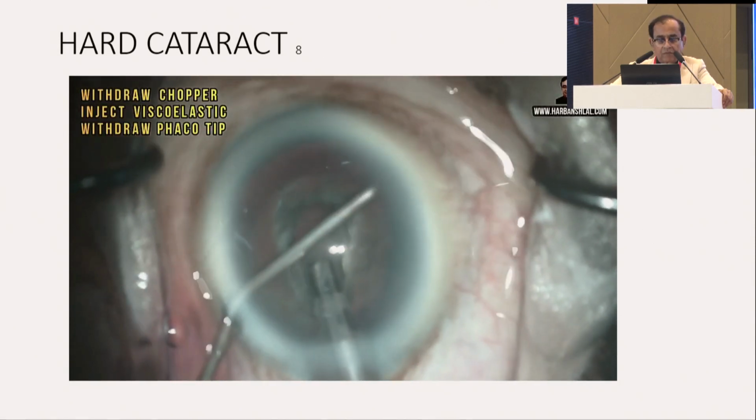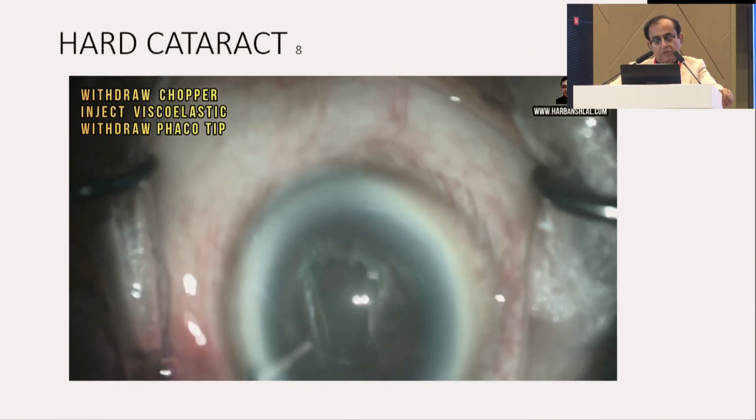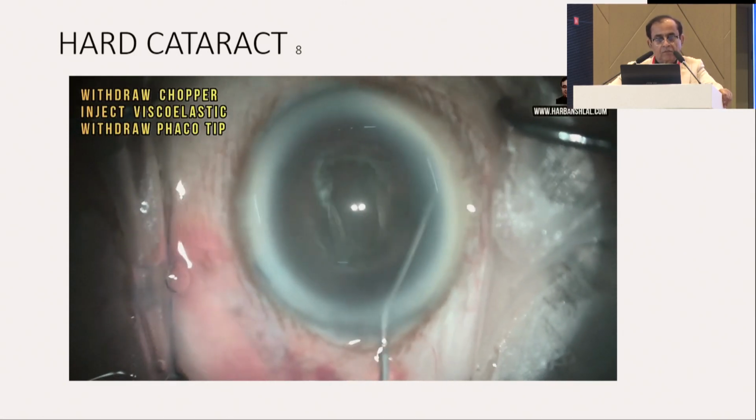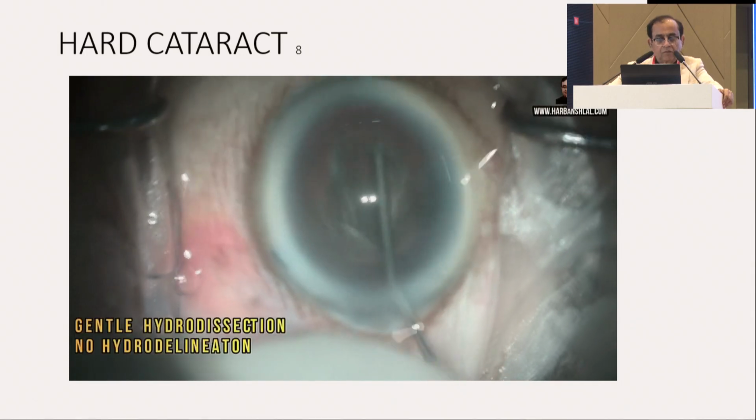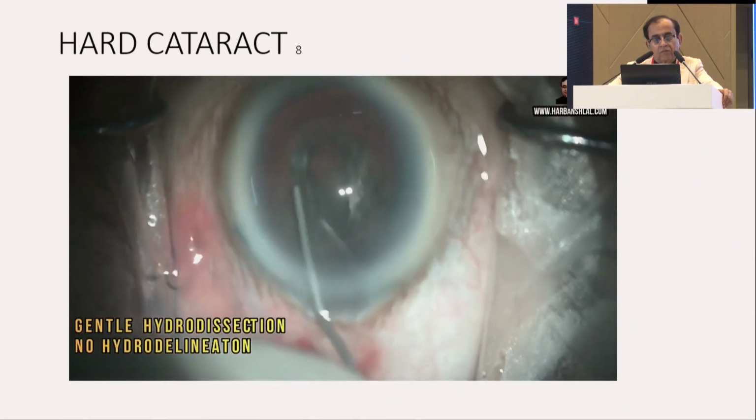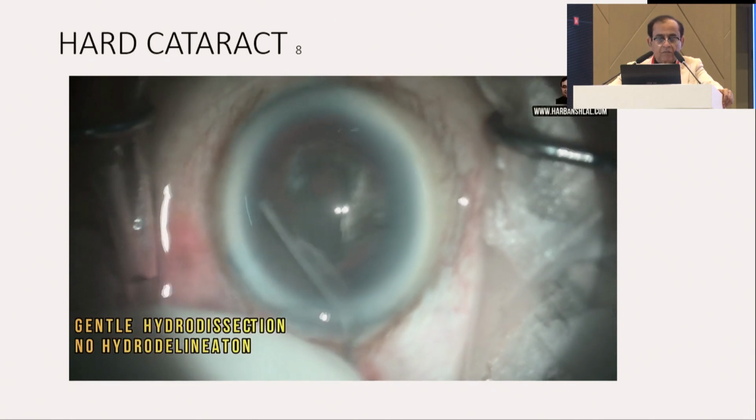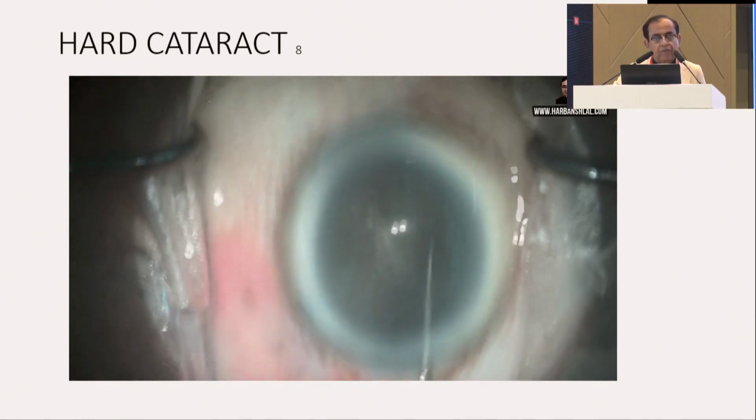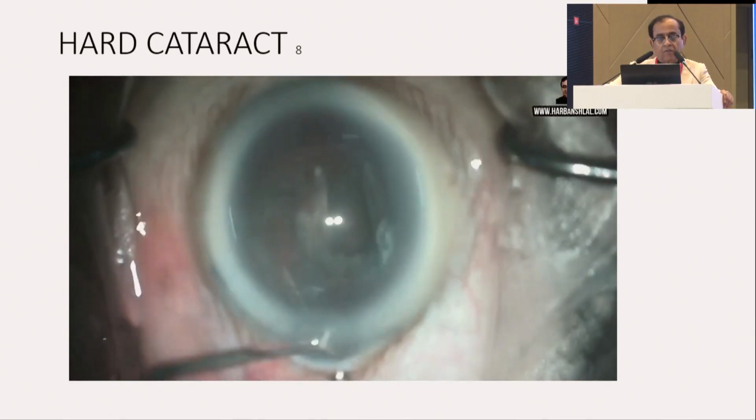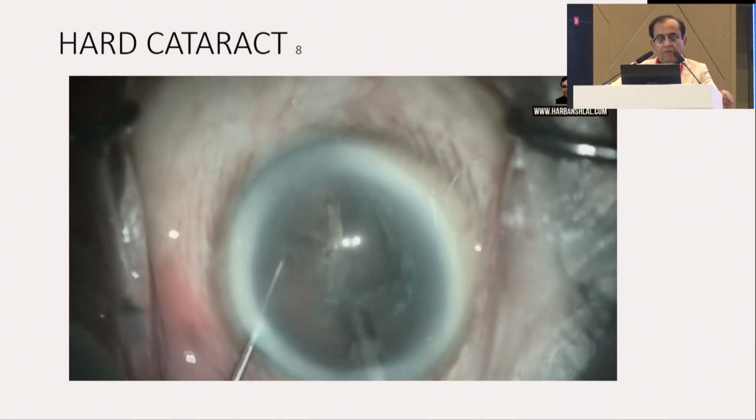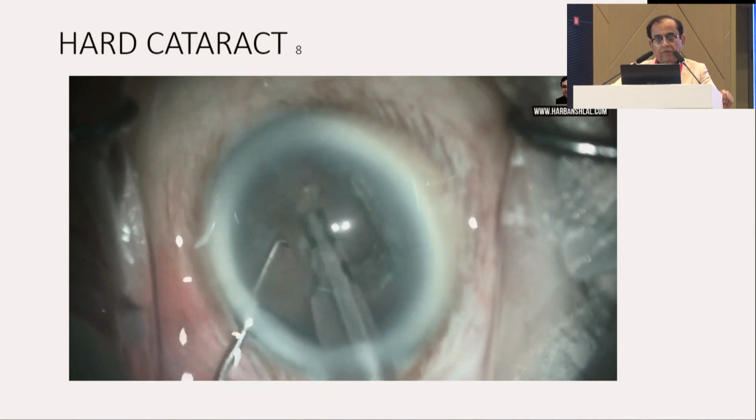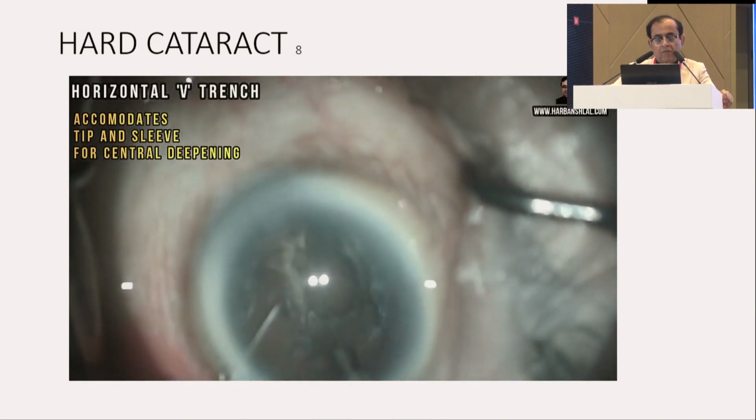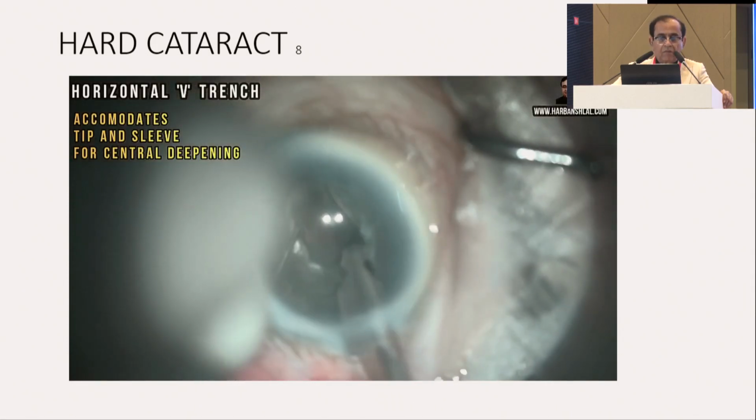After withdrawing the chopper, we inject the viscoelastic and then withdraw the probe to prevent the shallowing of the anterior chamber. Now we will perform gentle hydrodissection before rotating the nucleus. Hydrodelineation is not needed. Keep the chopper at the periphery of the trench and rotate the nucleus. Now look how wide peripheral part accommodates the tip and sleeve comfortably to deepen the trench in the center.